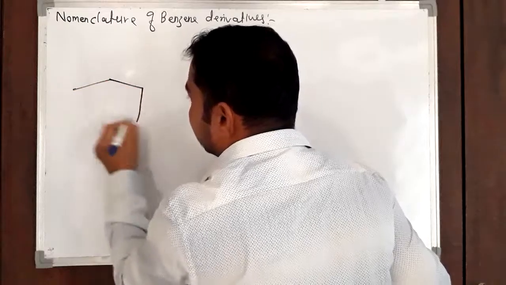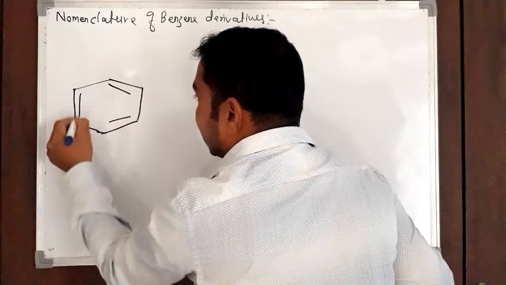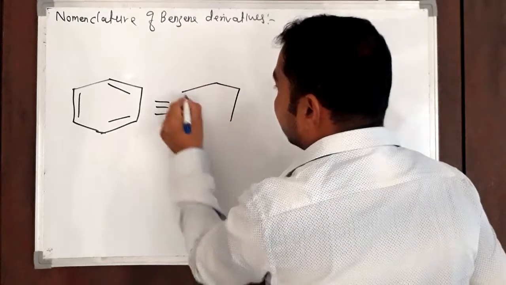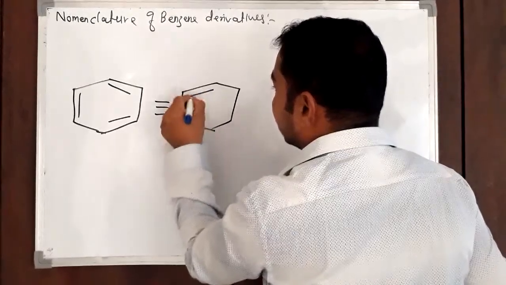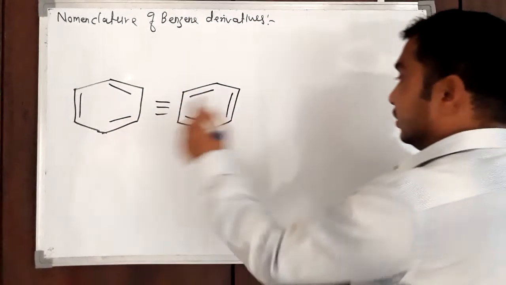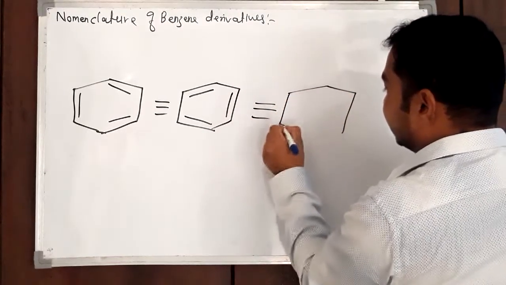I will first draw benzene. These are the pi bonds, or we can write it in a different way also, like this. Both are similar structures, and many times we can write it like this.